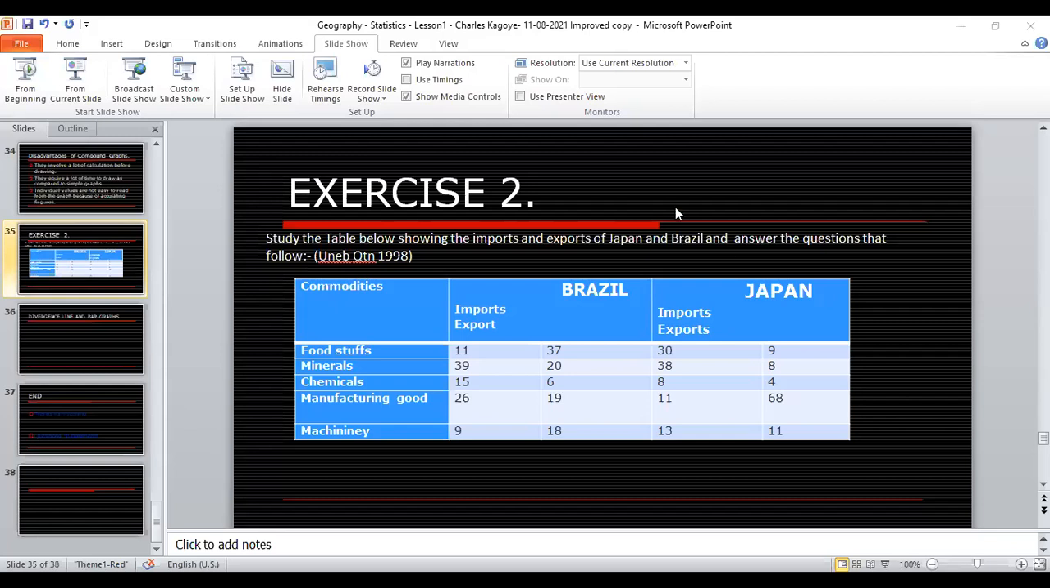It summarizes data. It is easy to interpret. There is no explanation. They are just outlines. That's all.